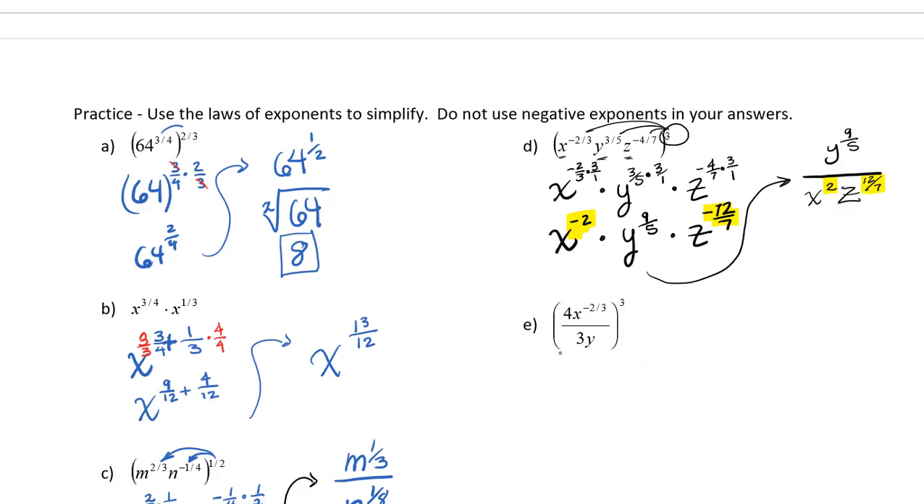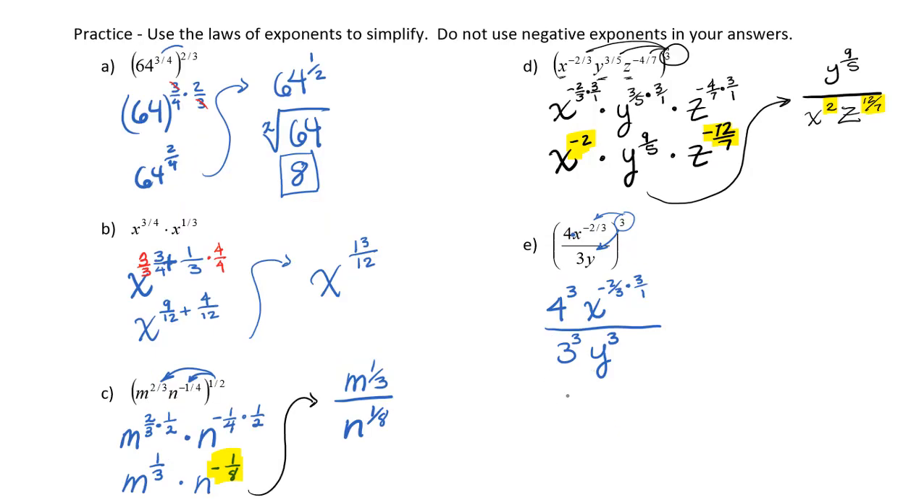In this last example, we have a fraction, or rational expression, 4x to the negative 2/3 over 3y, all raised to the third. We can distribute that exponent 3 to both the numerator and denominator. Notice since we have multiple factors in the numerator, we'll have to distribute that exponent 3 to both the 4, the x to the negative 2/3, and in the denominator to the 3 and to the y.